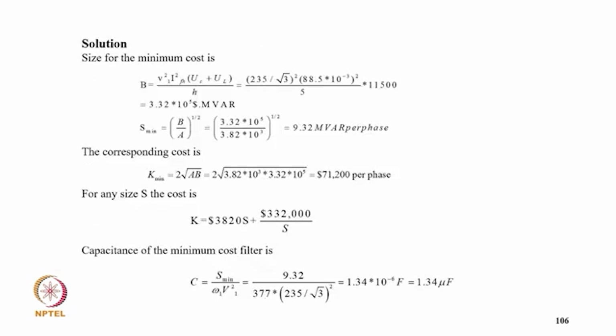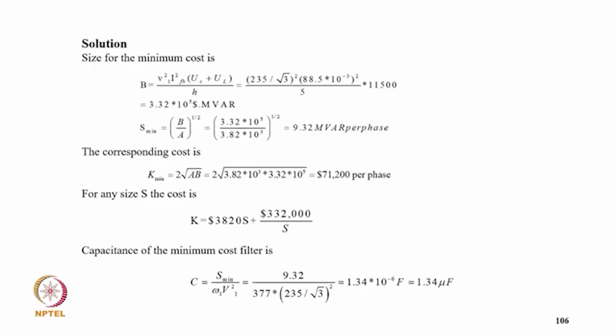And the size for minimum cost is B equal to V1 square IFS square (UC plus UL) by h. So putting the values, it comes to 3.32 into 10 power 5 MVAr, and S minimum is root of B upon A. So putting the values, it comes to 9.32 MVAr per phase, and the corresponding cost is K minimum equal to 2 root AB. So it comes to $71,200 per phase, and for any size S, the cost is K equal to $3,820 plus $322 by S.